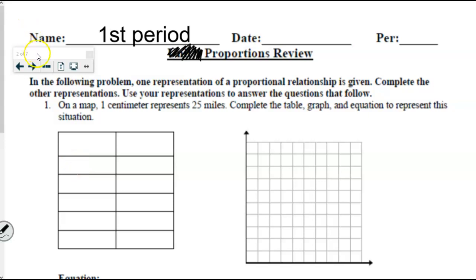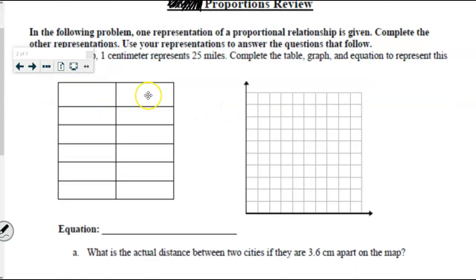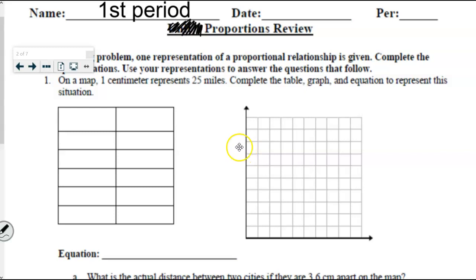Let's start by reading the problem. In this following problem, one representation of a proportional relationship is given. You need to complete the other representations. You're going to notice we have a blank table, a blank graph, and a blank equation. So what is the representation that's given to us? It's a story. On a map, 1 centimeter represents 25 miles. So you need to complete the table, graph, and the equation to represent the situation. Once we do that, we have some more questions to answer.